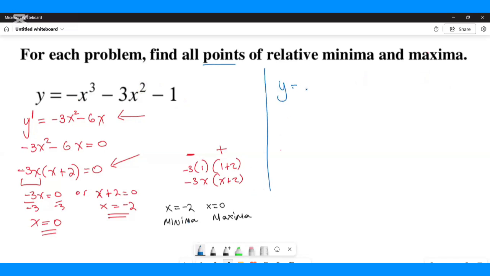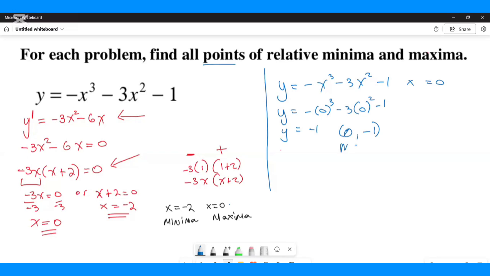So let's write back y is equal to -x³ minus 3x² minus 1. So I'm going to do it when x is equal to 0, all right? So y is equal to negative 0³ minus 3 times 0 squared minus 1. So we're definitely seeing that this is going to land us -1, right? So at 0, when x is 0, we have -1. That's the point right here. And remember, at 0, this is at our maximum. So our maximum point is (0, -1).